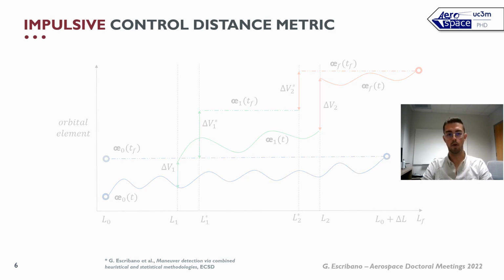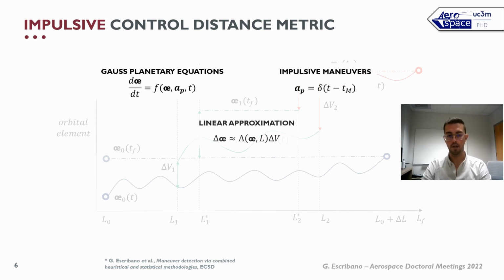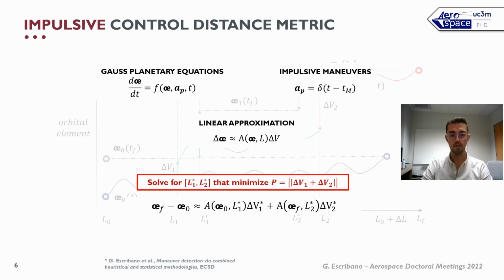Essentially, what we propose is to take Gauss planetary equations, assume impulsive maneuvers, and then perform a linear approximation of these Gauss planetary equations, and solve for the couple of burns, the couple of true longitudes, that minimize the number of required burns to be compliant with a certain orbital transfer.